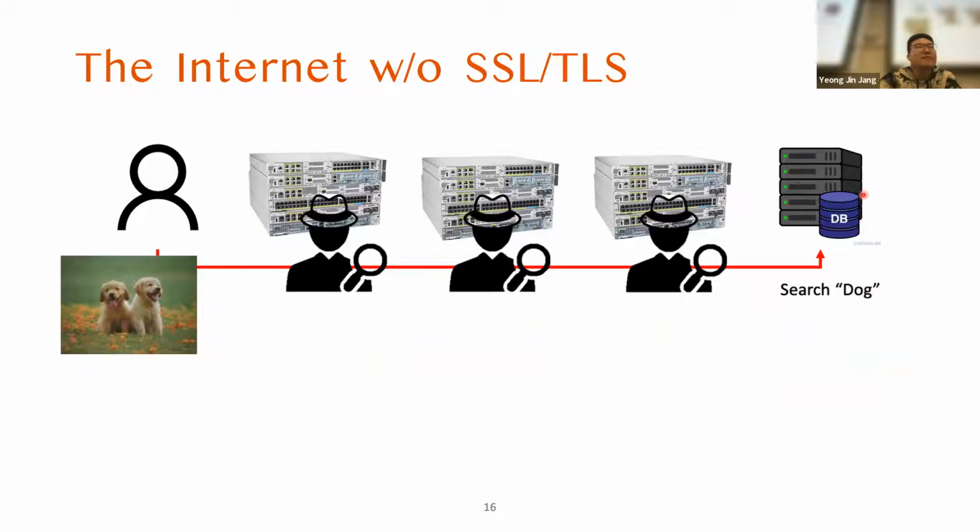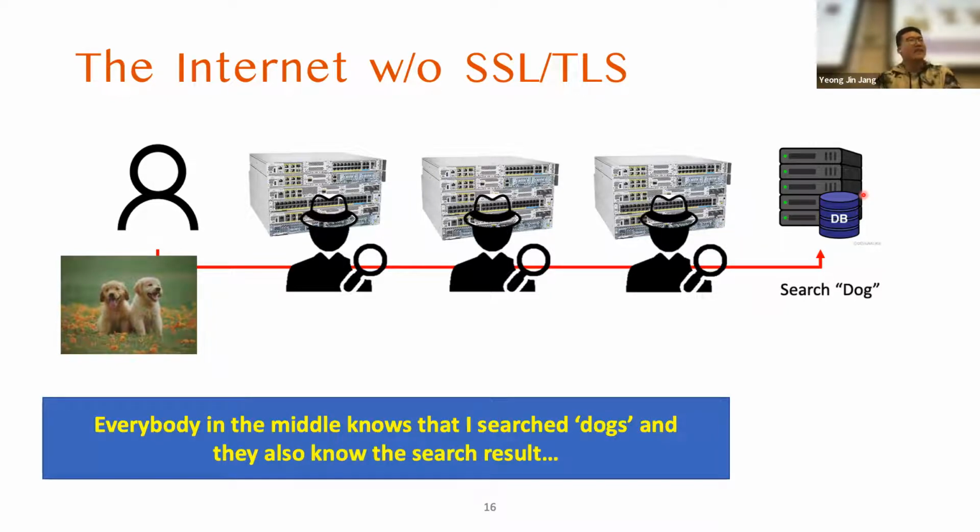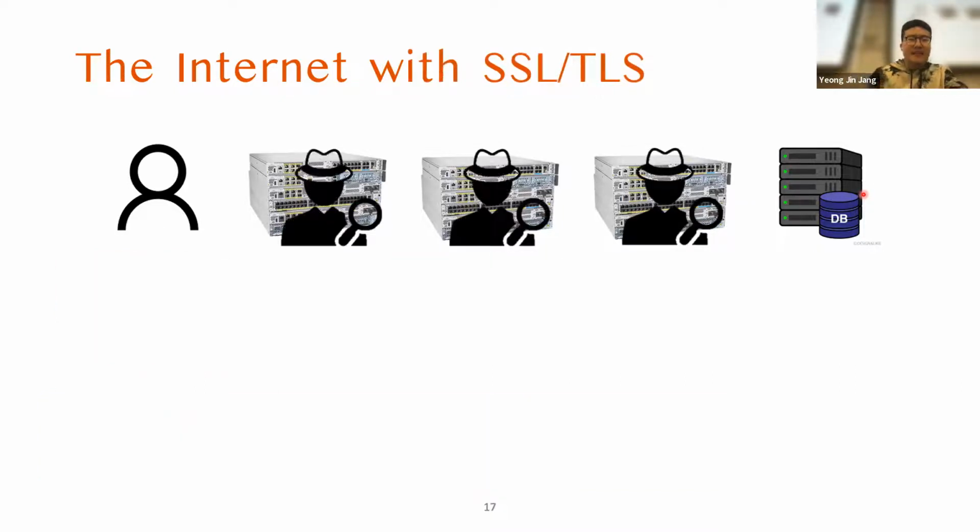That's the internet before 1995, how that works. The implication is that on the internet there are so many middlemen, and everybody in the middle knows what I searched. For the search result, they can see every single character in the packet. So that's so insecure. How can SSL/TLS change this?